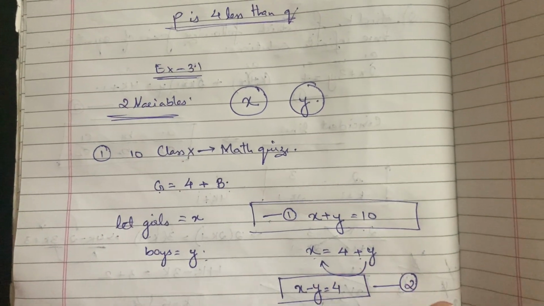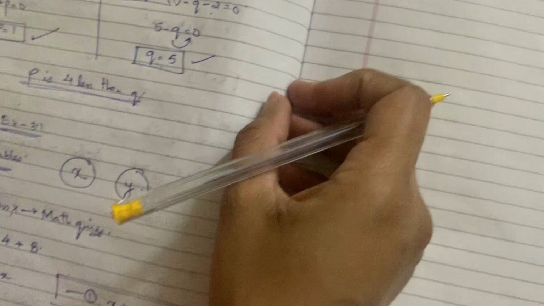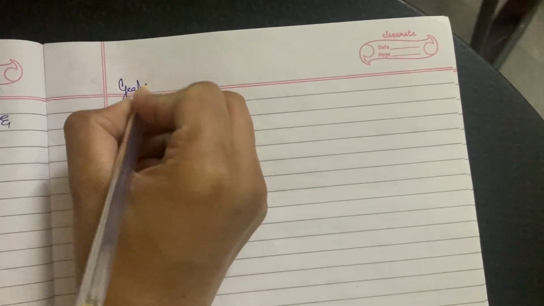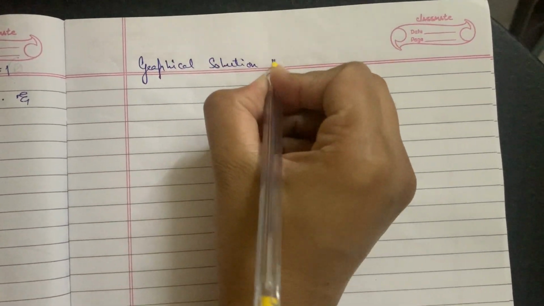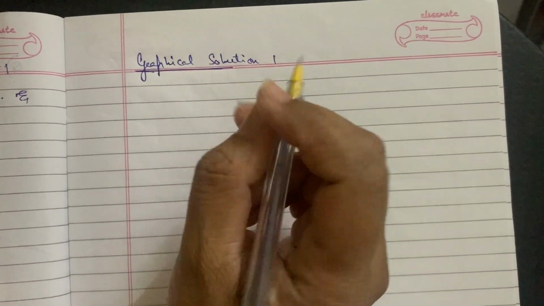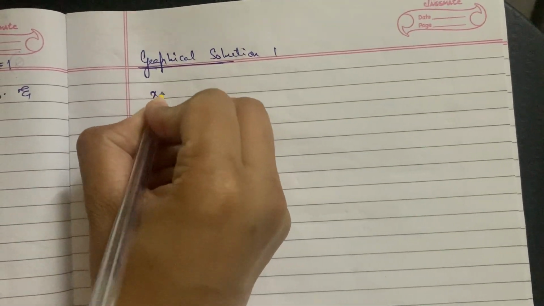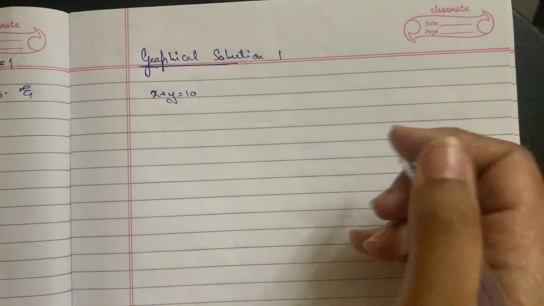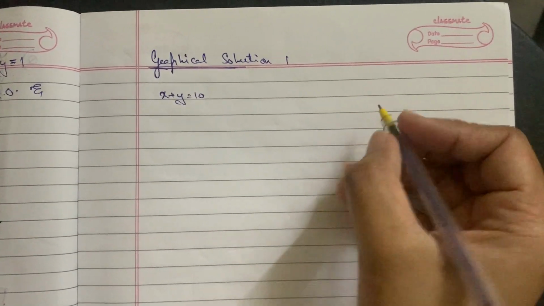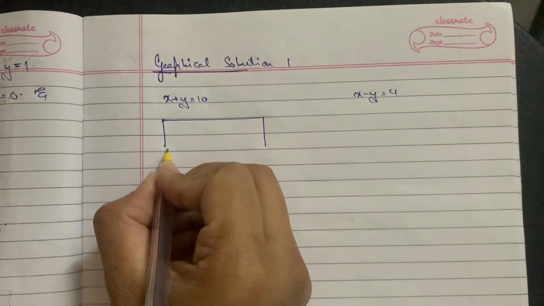Now this question asks us to find the solution graphically. Okay, so graphical solution: whenever I need to do the graphical solution, I need to take down the equations. The first equation is x plus y is equal to 10. I'm going to do it parallelly because you have horizontal papers. You can also do it parallelly. The next one is x minus y is equal to 4. Make the tables for them.